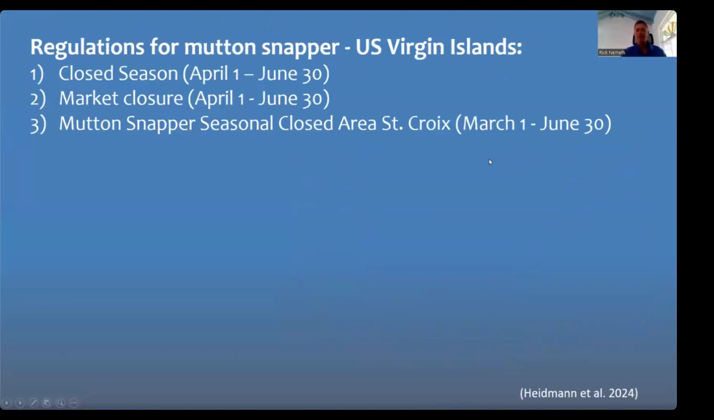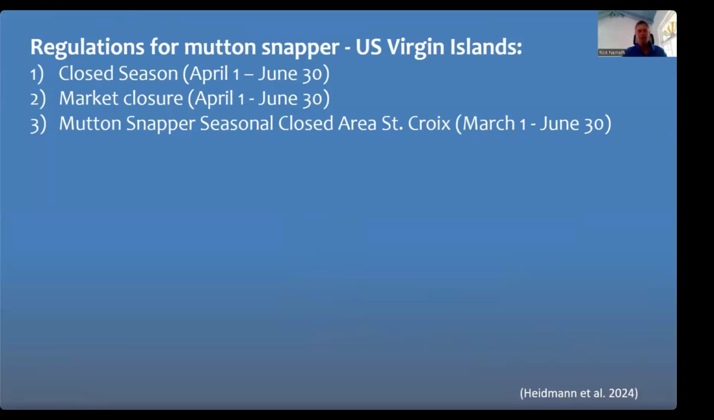I wanted to emphasize that mutton snapper are protected by multiple regulations in the Virgin Islands. There's a closed season and market closure from April 1st to June 30th for all of the USVI. This prohibits fishing, possessing, and selling mutton snapper, including recreational and commercial fishers and restaurants. There's also the mutton snapper seasonal closed area that I talked about on St. Croix, which is closed from March 1st to June 30th.